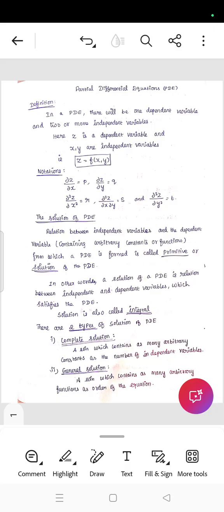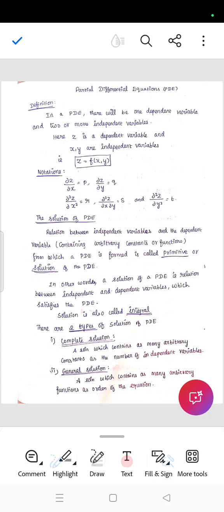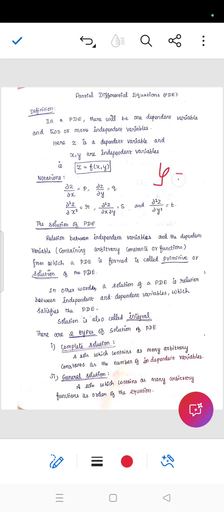Today we are going to see partial differential equations, second unit, second half portion. So what do I mean by partial differential equation? First of all, let us get an overview of the ordinary differential equation. In an ordinary differential equation, there is only one independent variable x, and depending on the value of x, the y value changes. So y is the dependent variable, and it is given by the equation y equal to f of x.